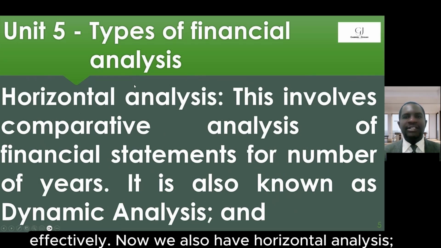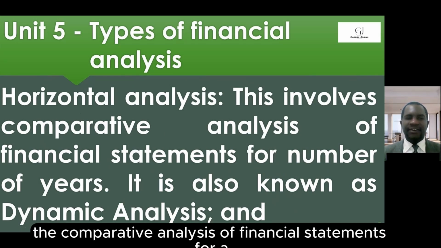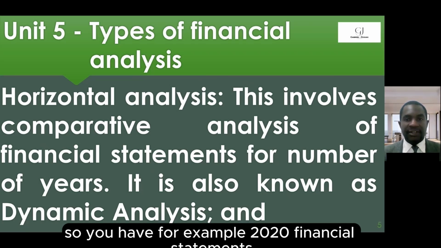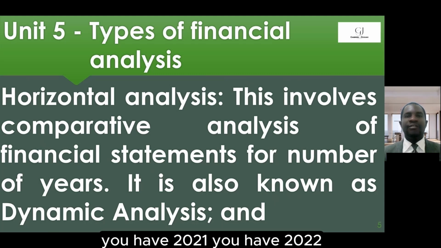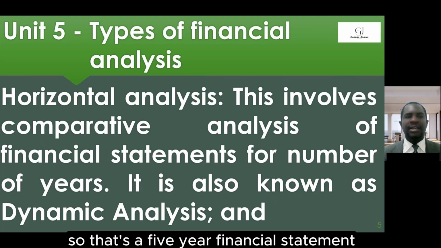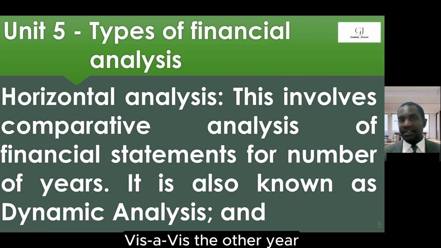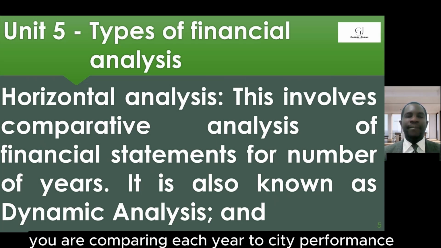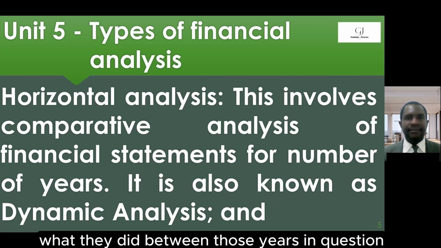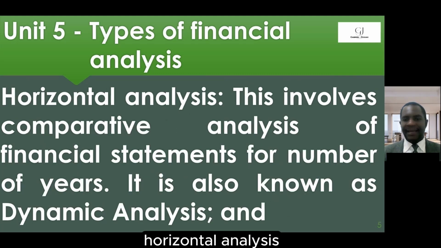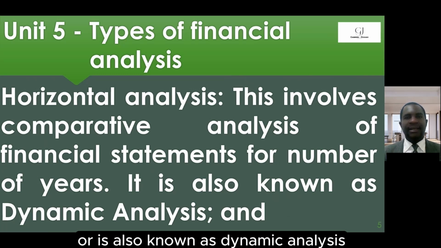Now we also have horizontal analysis. This involves a comparative analysis of financial statements for a number of years. So you have, for example, 2020 financial statements, you have 2021, 2022, 2023, 2024. So that's a 5-year financial statement, and you're supposed to compare each year vis-a-vis the other year. It's very important. It's known as dynamic analysis. You are comparing each year to see the performance, what they did between those years in question. This type of financial statement analysis is called horizontal analysis, also known as dynamic analysis.